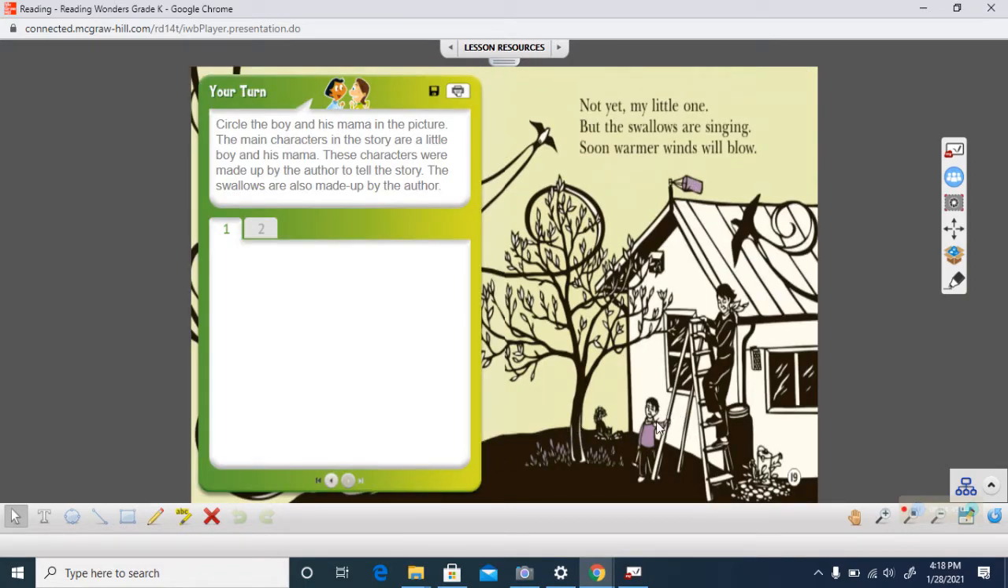Here you see the boy and his mama again. The main characters are the little boy and his mama. Again, they were made up so that the author can tell the story. The swallows, the birds in this picture, are also made up by the author. Are you ready to hear the story now? Let's go.